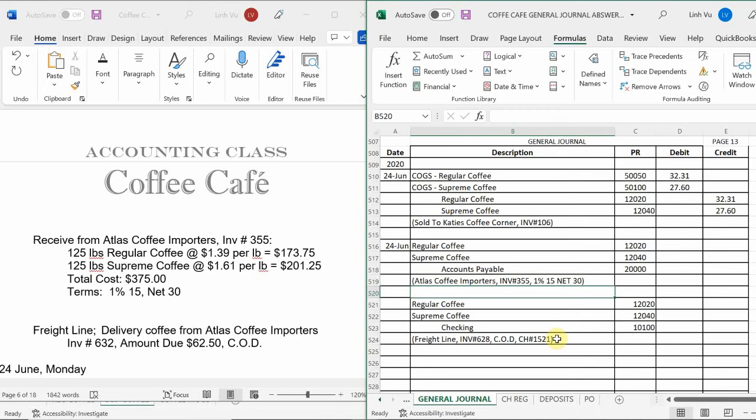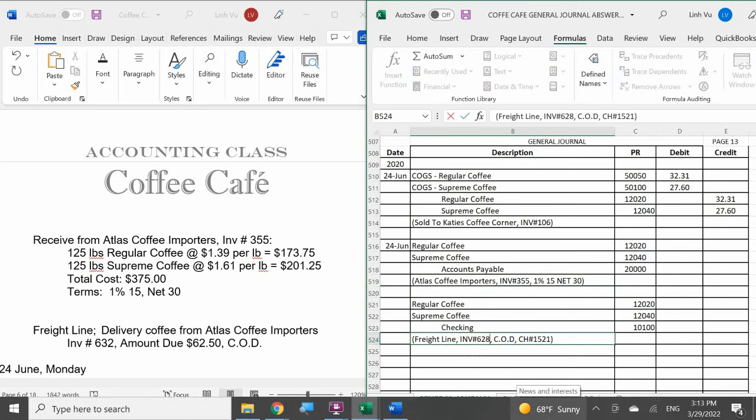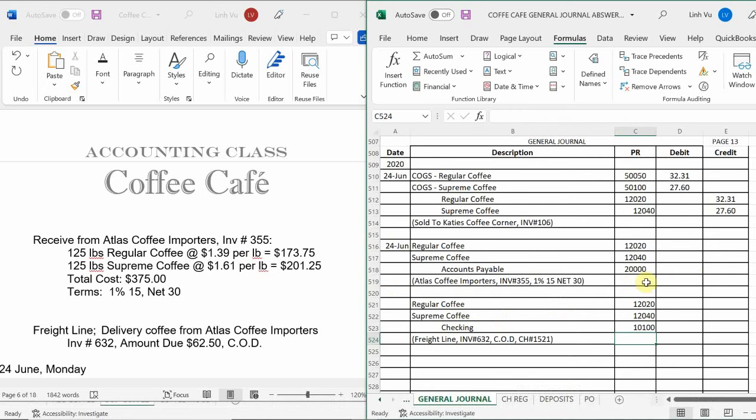And let's go ahead and adjust our delivery as well. We still got the freight line. Invoice number 632. COD, and we will be needing to write a check. So let's go ahead and fill in the rest of the journal.